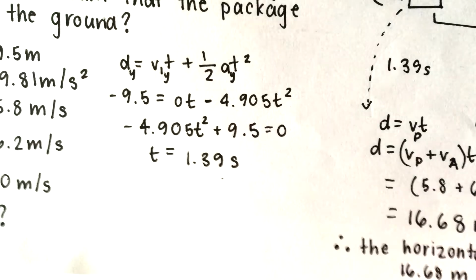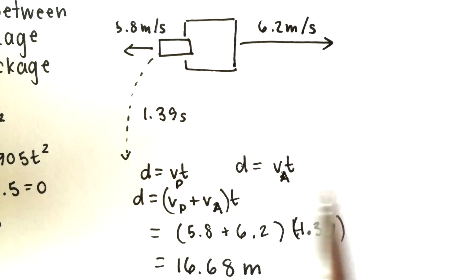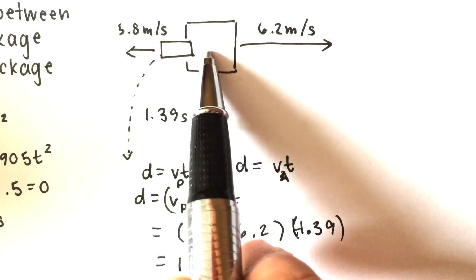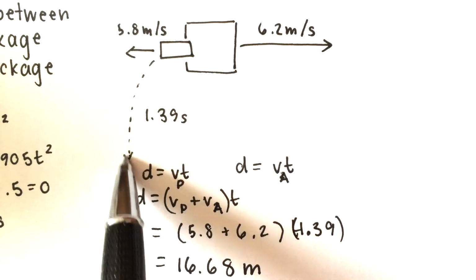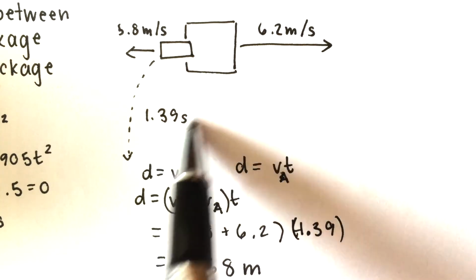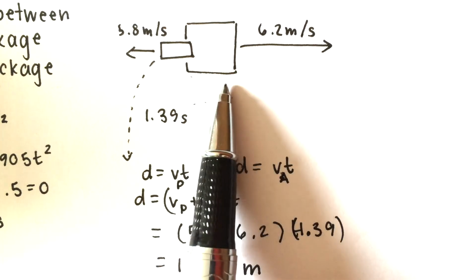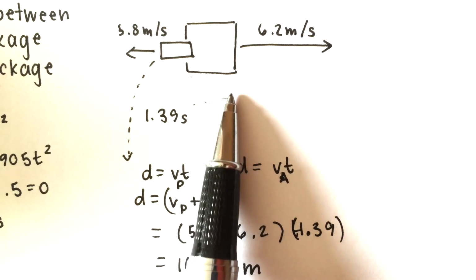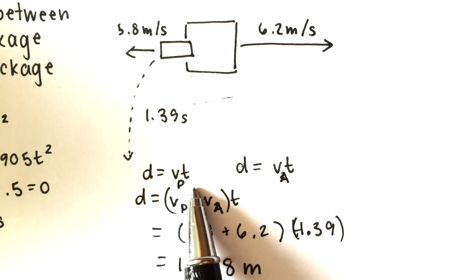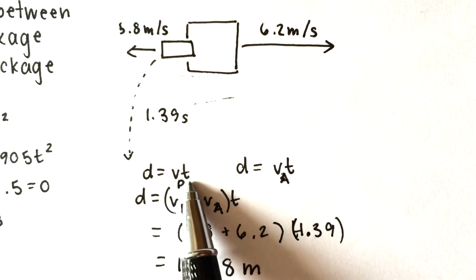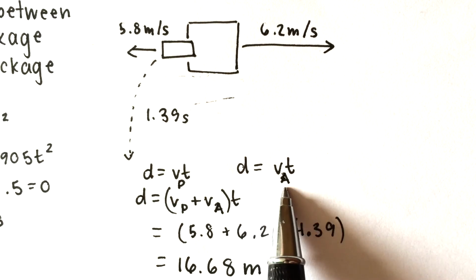So in order to solve the question, let's just take a look at a quick diagram of the situation. We've got the plane traveling in this direction, and we've got the package traveling in this direction, and we know that we've got 1.39 seconds for the plane to keep going this way and for the package to keep going this way. Remember that the horizontal component of the velocity is unaffected by the vertical component. So all we really need to do, since there's no acceleration happening in the x direction, is calculate d equals vt for both the package and the airplane.